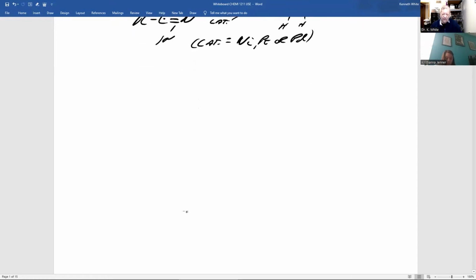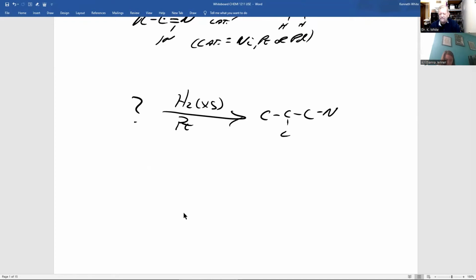Now, let's do one more. On test 3, just like on test 2, I'll have 4 or 5 synthesis problems. And the question would be, what do you react with hydrogen in excess and platinum to make that compound? Your turn.